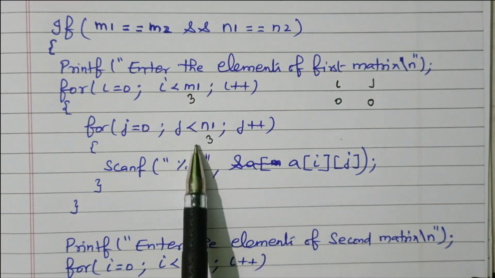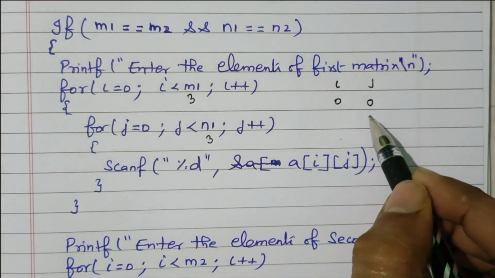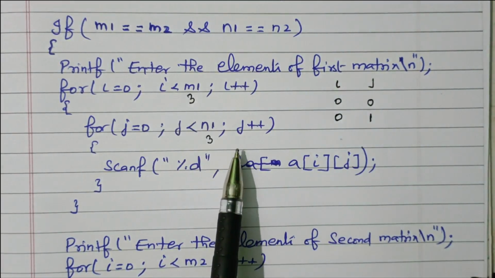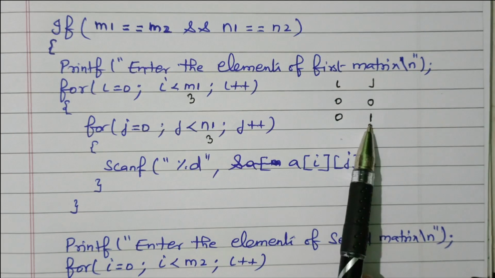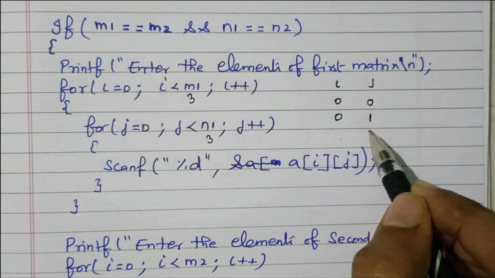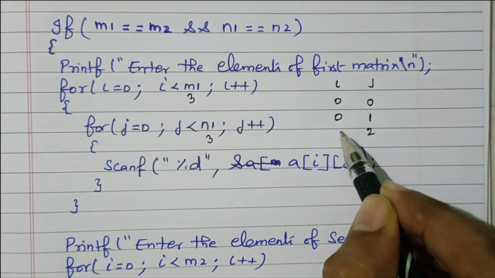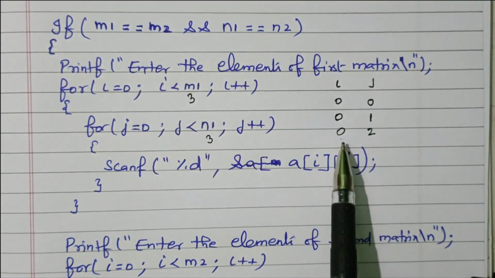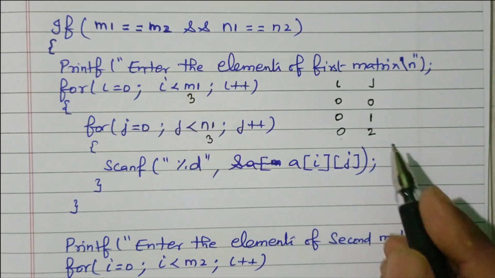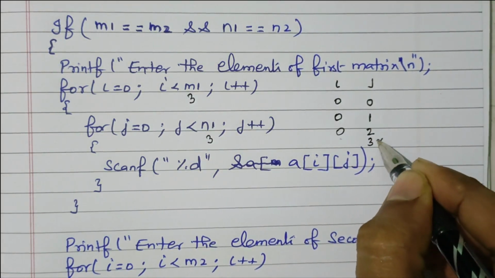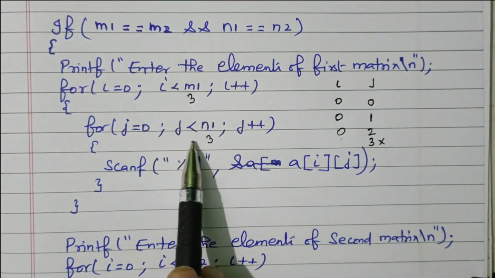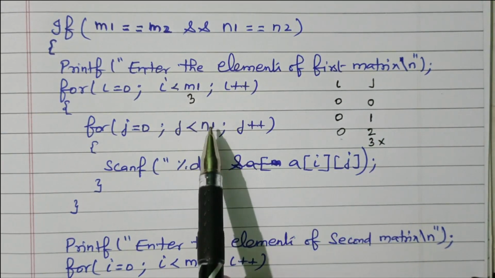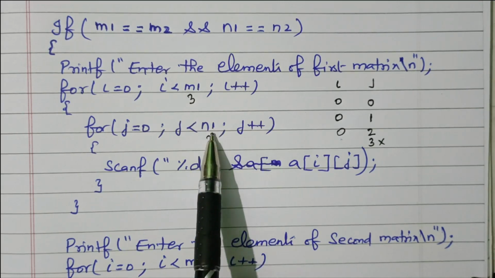Right? Then it will go to the j plus plus. So j becomes 1. The I is again 0 only. So the user will enter the second data that will be stored in 0 1. Then j is incremented to 2 and I is 0 only. So the third element will be stored in 0 2. Now when the j becomes 3, it is terminated. J should be less than 3, then only the loop will be executed. Now it is equal to 3. This is terminated. Right? Inner loop is terminated.